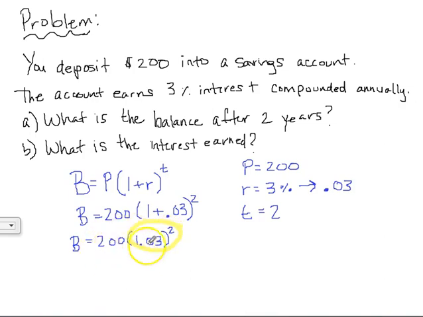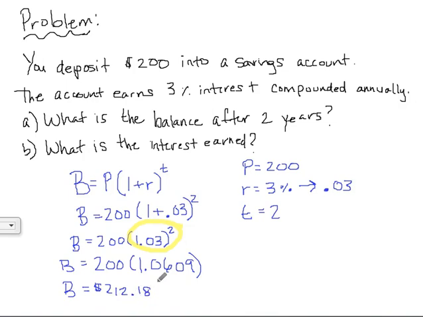We don't want to multiply these two terms first. If we do that, we're not going to get the right answer. So the first thing we're going to do is type into our calculator 1.03 to the second power. And when I do that, I get 1.0609. Now I can multiply that times 200, and I get my balance, which is $212.18.